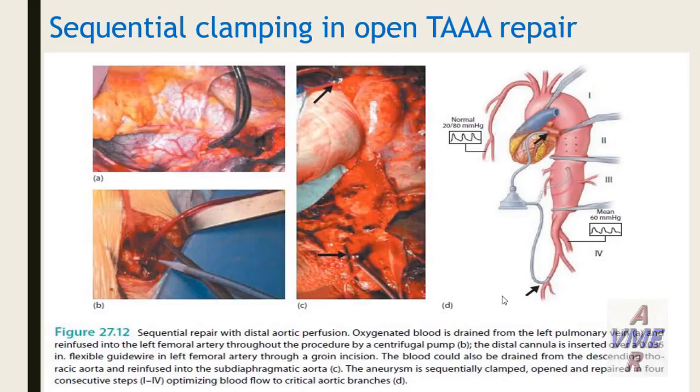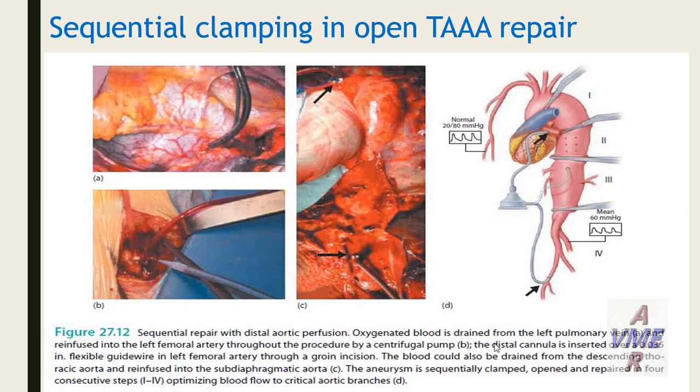We have to do sequential clamping in open thoracic AAA repair. That means first you make a clamp distal to the subclavian, and another clamp later above the visceral arteries, and later below the visceral arteries and so on. So sequential repair and distal aortic perfusion.